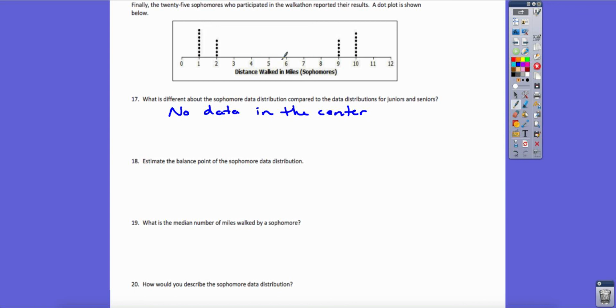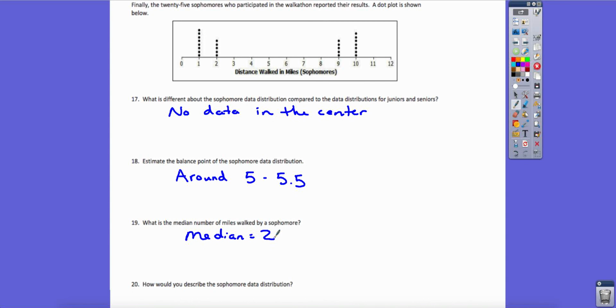Okay, so number 18, it says estimate the balance point. Okay, so if we're going to estimate the balance point, we're looking for kind of that place in the middle that's going to be about equidistant from either end of my pieces of data. And so I might say that it would be around 5 to 5.5, somewhere in there. Okay? Number 19, it says, what is the median? Okay, well, as you go through this and you count and you find your median, you're going to see that the median is equal to 2.